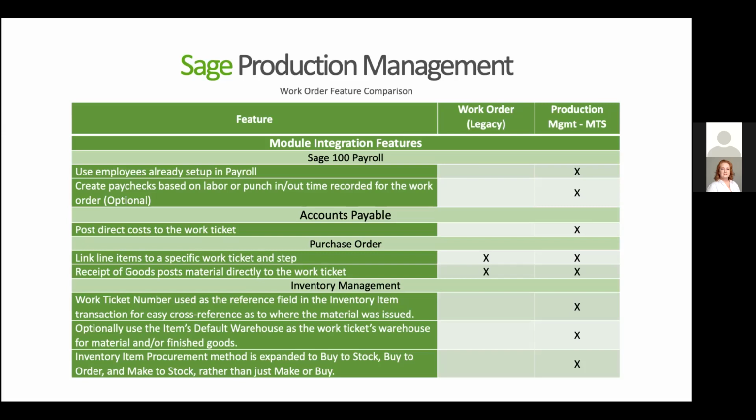Also, the procurement method has been expanded: buy to stock, buy to order, make to stock, rather than just make to buy. Also, if you go with PM Plus, you will have make to order procurement in here as well. But standard Sage production management is going to be make to stock.